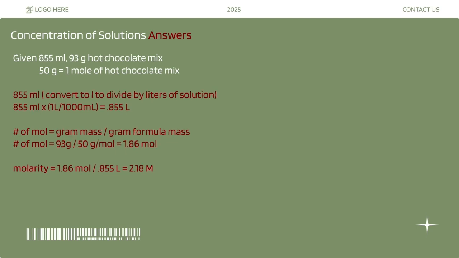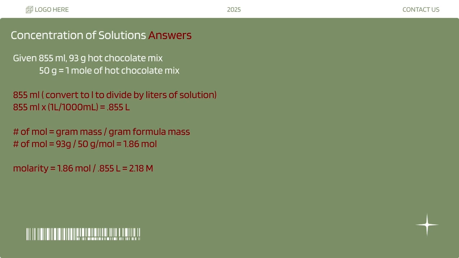Given 855 milliliters and 93 grams of hot chocolate mix, and 50 grams is equal to 1 mole of hot chocolate mix, find the molarity. 855 milliliters needs to be converted to liters in order to divide by liters of solution in the molarity formula. This is equal to 0.855 liters.